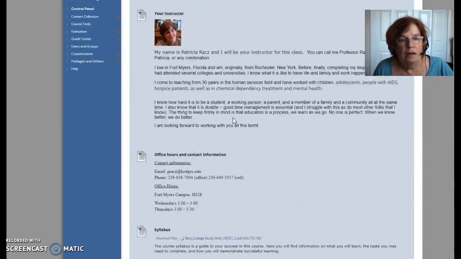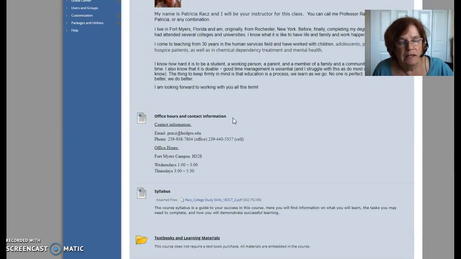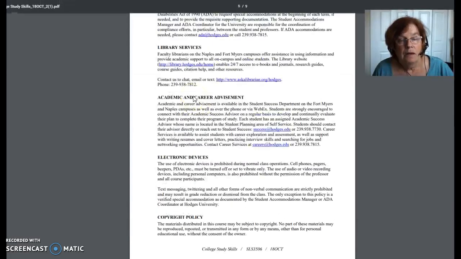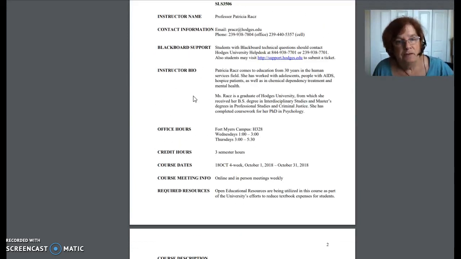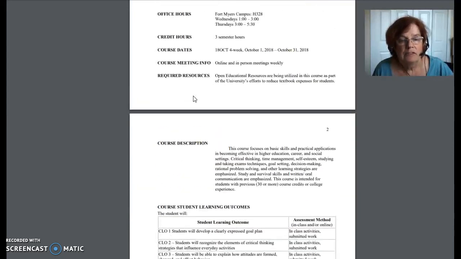All of this is the same. If you've taken other courses here, this is pretty much the same for each instructor. Next comes the syllabus. Important information. Make sure you open it, read it, and become familiar with it. All of the syllabi, the first few pages look alike except for the difference of the course information and the instructor bio.